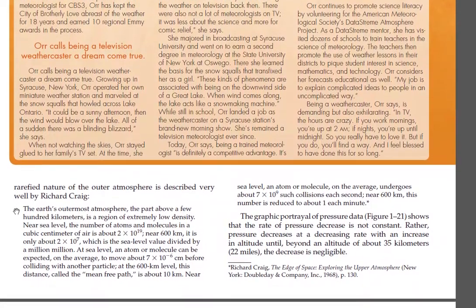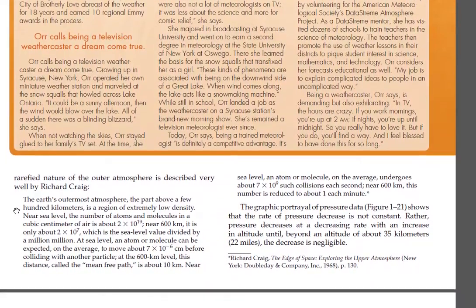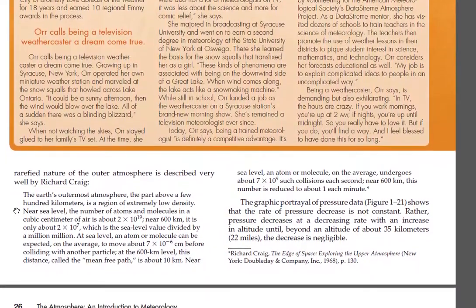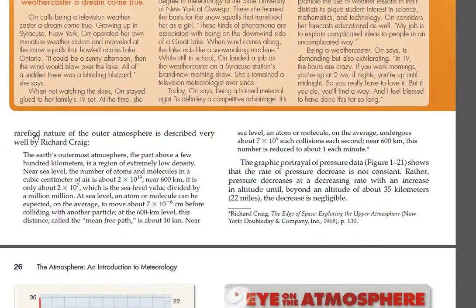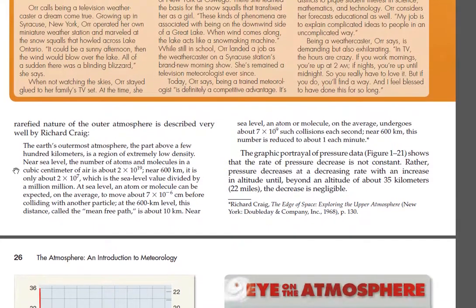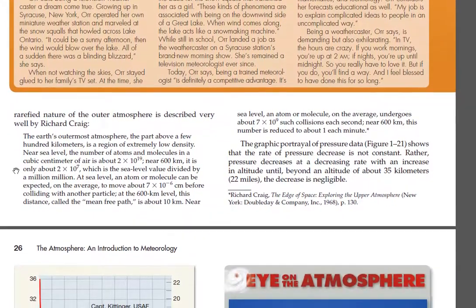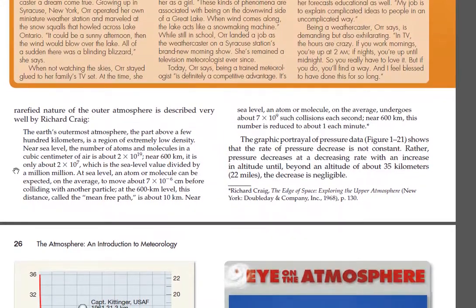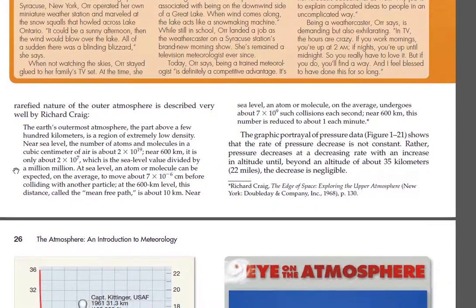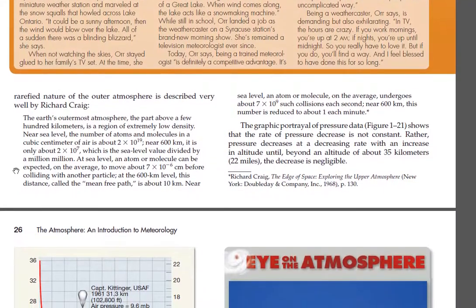The Earth's outermost atmosphere, the part above a few hundred kilometers, is a region of extremely low density. Near sea level, the number of atoms and molecules in a cubic centimeter of air is about 2 times 10^19. Near 600 kilometers, it is only about 2 times 10^7, which is the sea level value divided by a million.